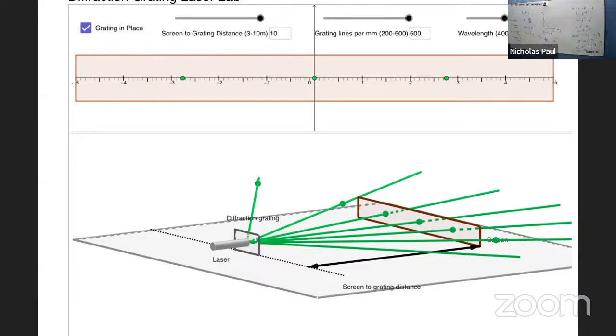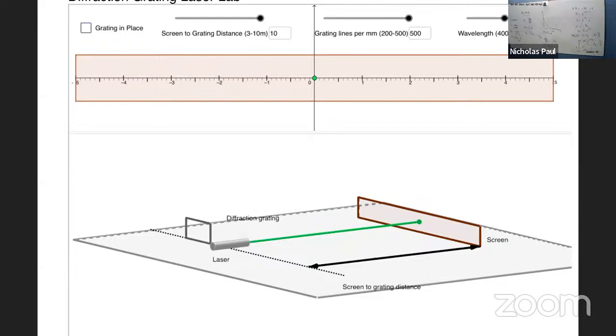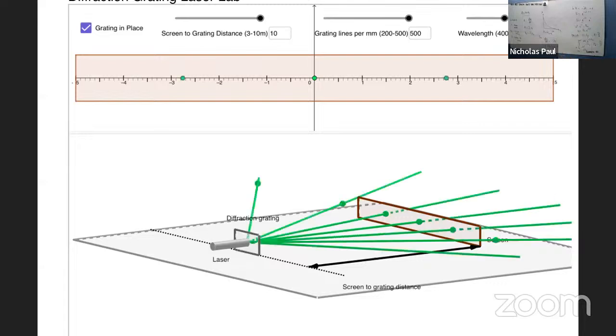Watch it again. I'm removing the grating. Right? And I'm going to place the grating now in front of the laser. All right? I'm going to put the grating in front of the laser. And you have that pattern being formed. Every one of those lines is part of the pattern.